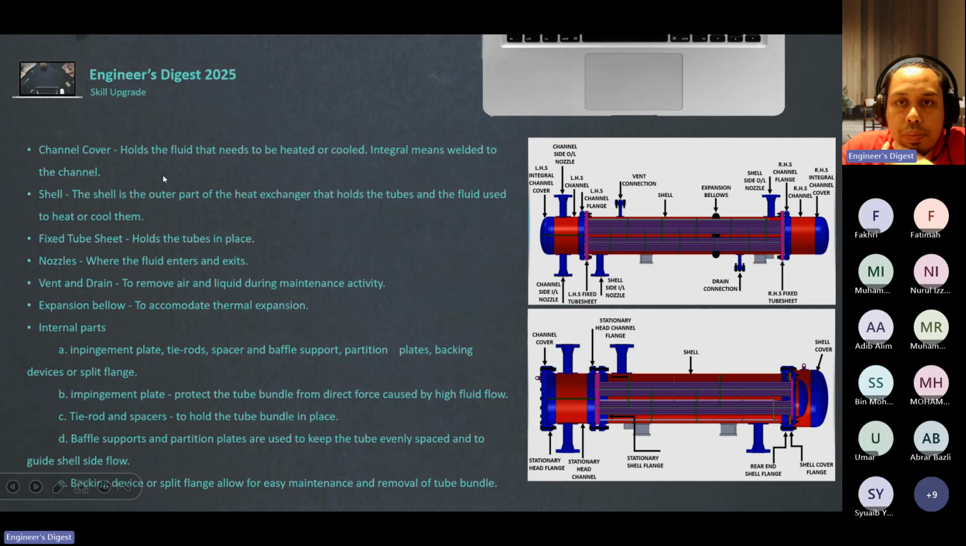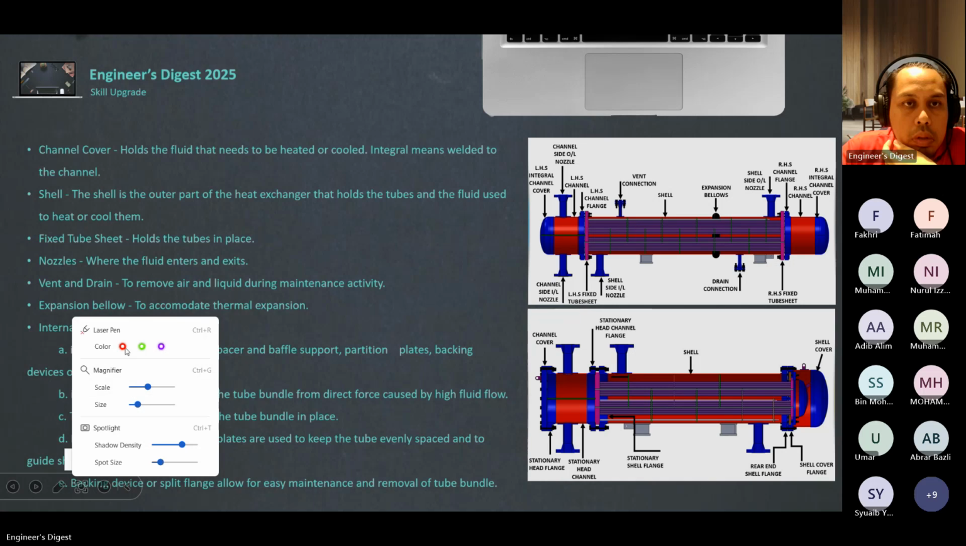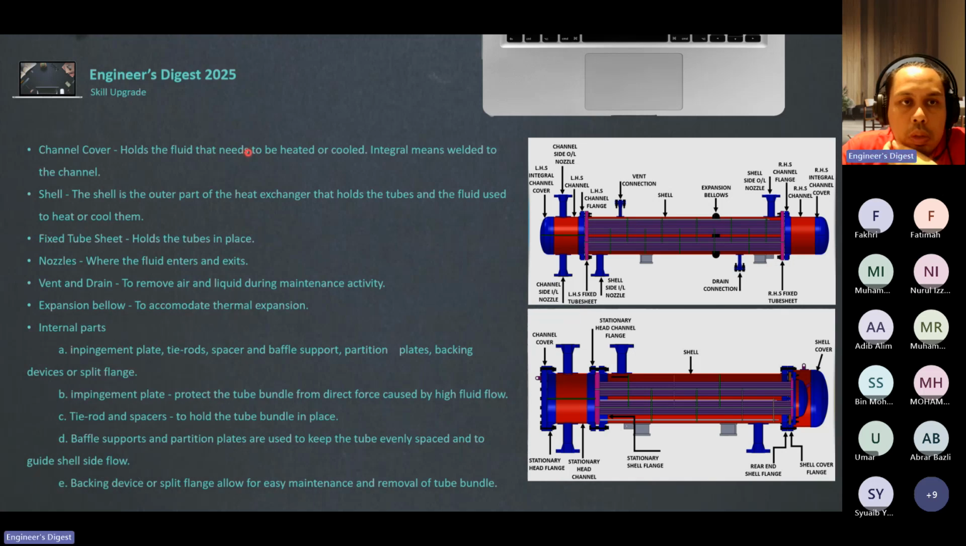So channel cover, you can see this is a channel cover. Okay, it holds the fluid that needs to be heated or cooled. Basically, whatever is coming from the tube side, it holds it. Then it will go along the tube. Shell, what is shell? This is the shell side. Okay, it is the outer part of the heat exchanger that holds the tube and the fluid used to heat or cool them. Okay, fixed tube sheet holds the tube in place.